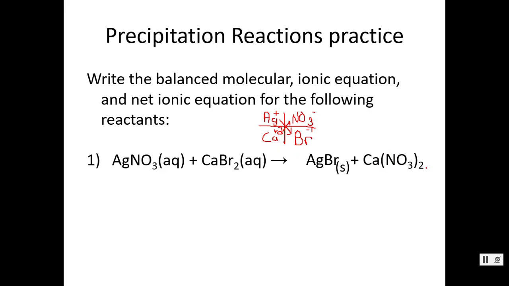Still need to determine the state and balance it, but let's go ahead and do the states. Silver bromide, from your solubility rules, is a solid. It's insoluble. All nitrates are soluble according to your solubility rules, so aq.